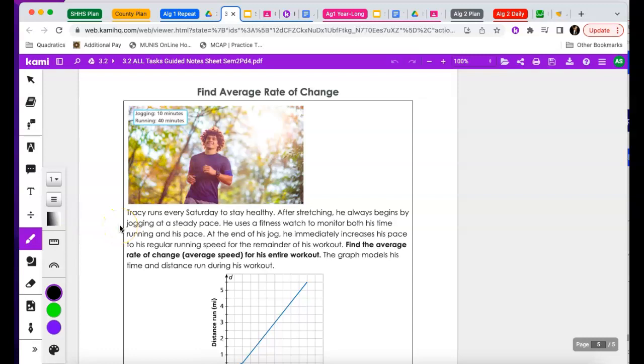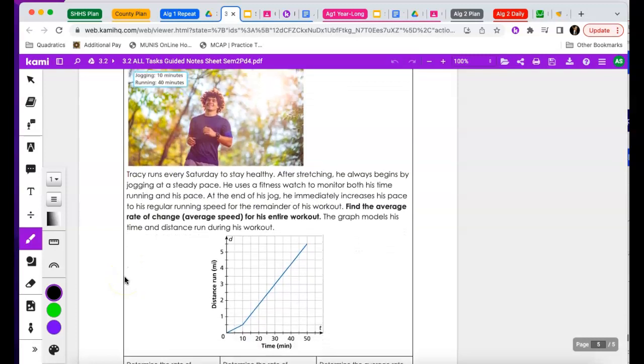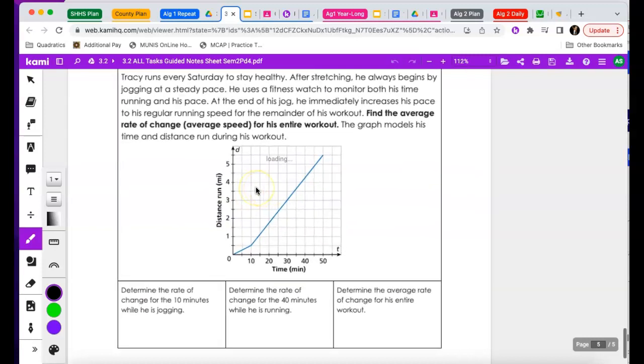So Tracy runs every Saturday to stay healthy. After stretching, he always begins jogging at a steady pace. He uses a fitness watch to monitor both his running and his pace. At the end of his jog, he immediately increases his pace to a regular running speed for the remainder of his workout. Find the average rate of change, average speed for his entire workout. This graph models the time and distance during the workout.